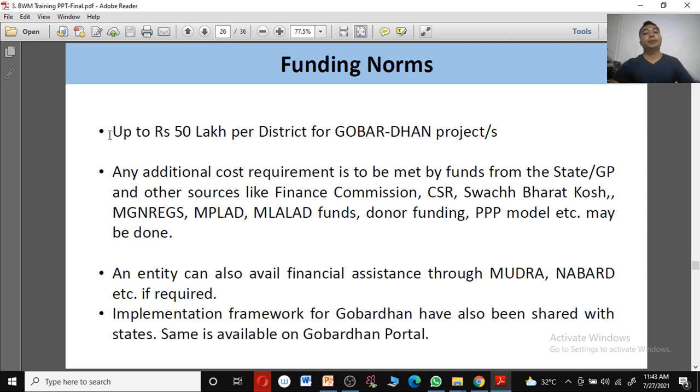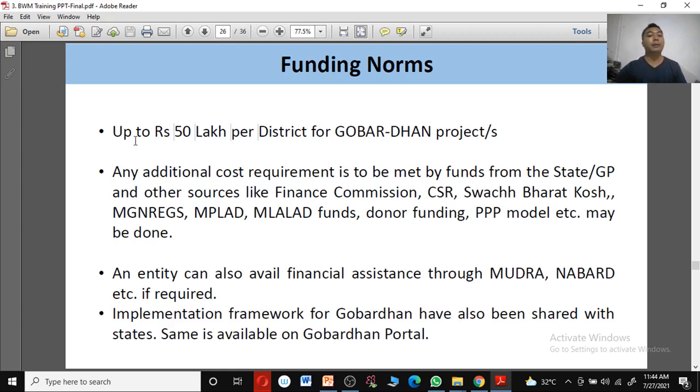Funding norms: up to 50 lakhs per district for the Gobardhan project. Per district, one scheme has to be implemented, with 50 lakh per district. Any additional cost requirement has to be met by the state. Suppose this Gobardhan project is implemented in one town or one village and the amount is a little bit higher, costing more than 1 lakh or 70 lakhs. Then 20 to 25 lakhs has to be incorporated through some other sources.